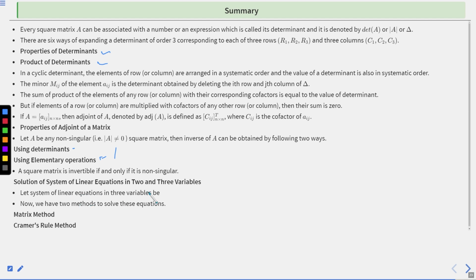Solution of system of linear equations in 2 and 3 variables can be found. Let the system of linear equations in 3 variables be as assumed. Now we have two methods to solve these equations. First is matrix method and second is Cramer's rule method, right? So we can solve by this method.